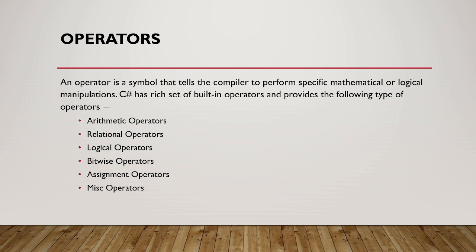Okay. So in C sharp we have multiple operators. First is arithmetic operators. Second is the relational operators, then logical operators, bitwise operators, assignment operators, and some other miscellaneous operators. We will discuss them in detail.